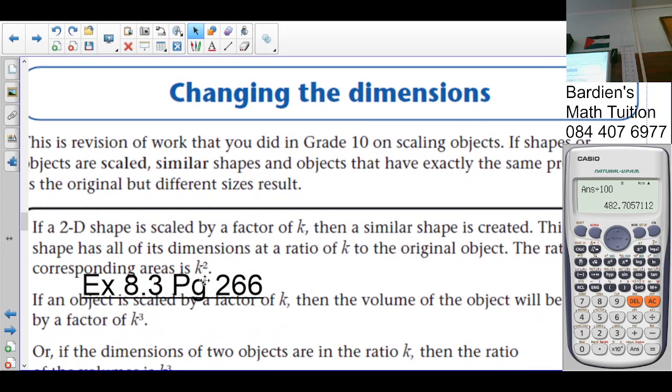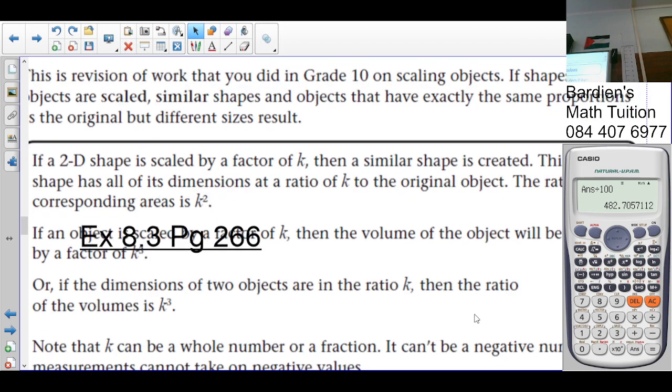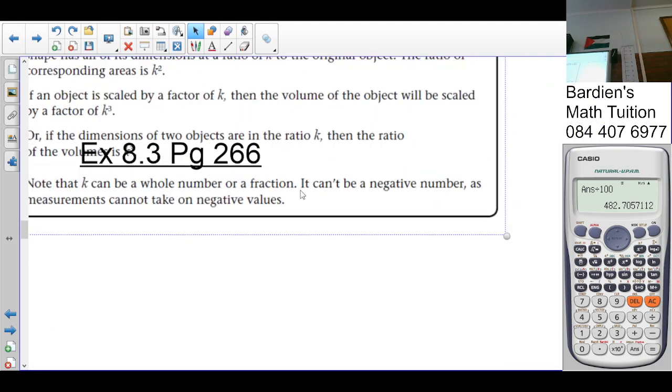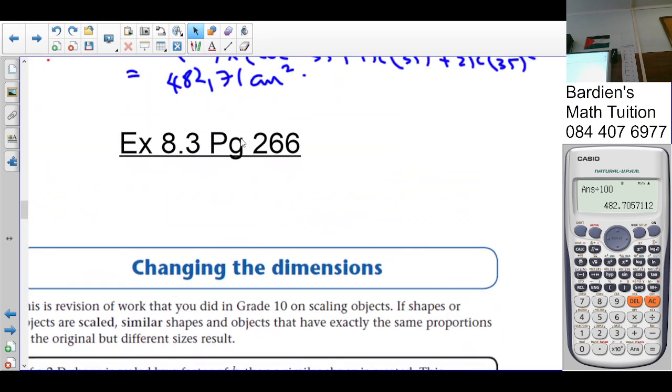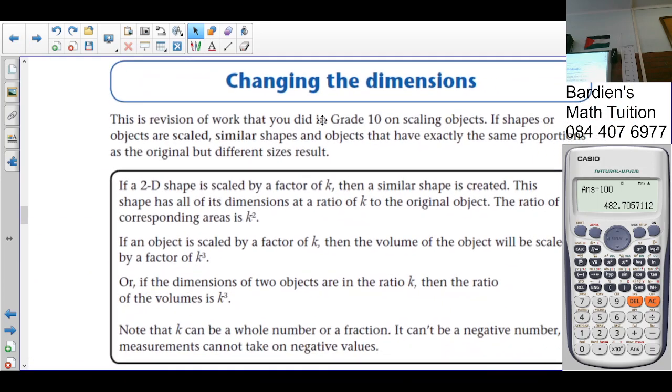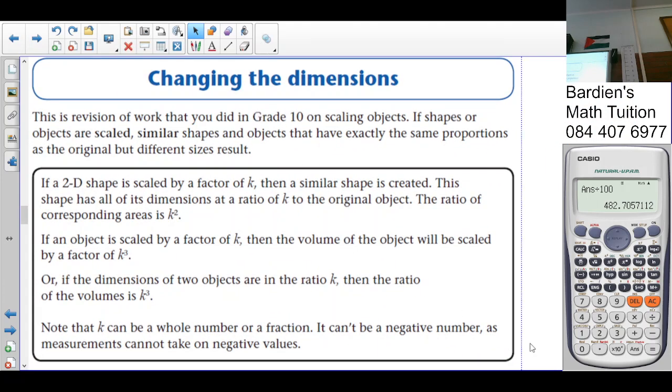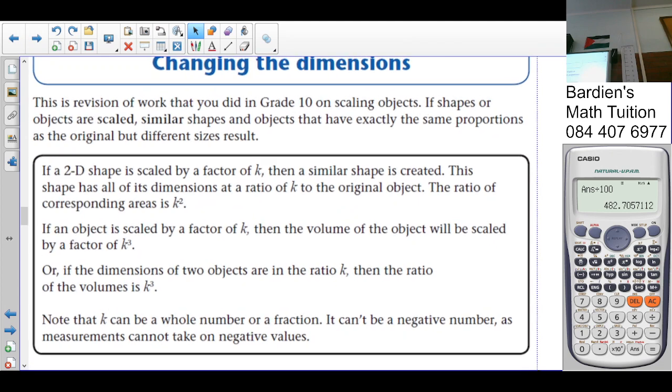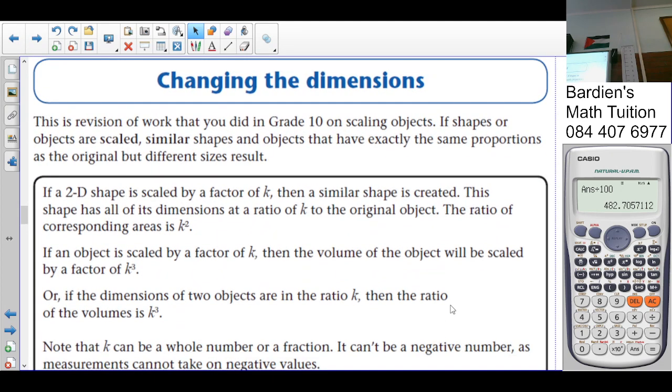So now changing the dimensions. Okay. So we are reading on page... See, some of you are very good at this. Right. So which page are we reading from? Example on page 267.